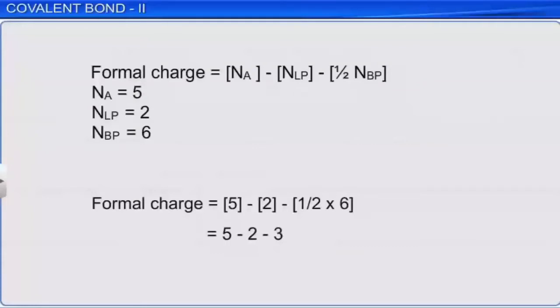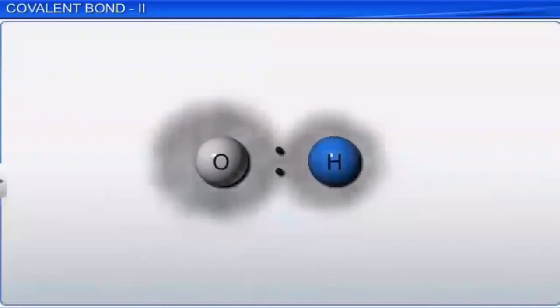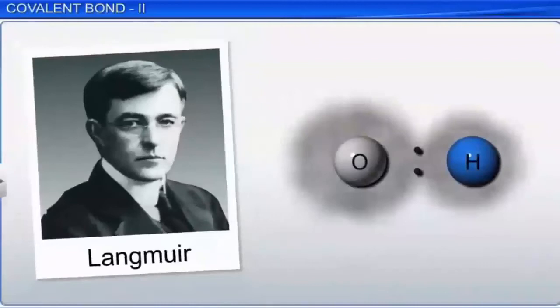This gives us the formal charge as 0. The Lewis structure and formal charges are applicable only to the molecules formed by covalent bonding. Let's understand what a covalent bond is. In 1919, with the help of Lewis postulates, Langmuir brought in the term covalent bond to define a bonding pattern where the electrons are not transferred.